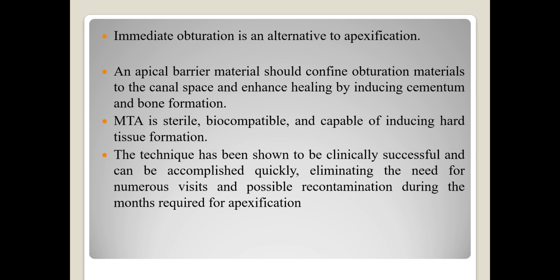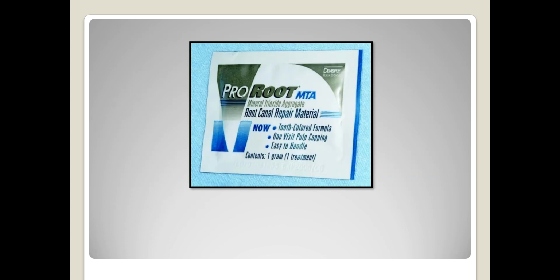An apical barrier material should confine obturation materials to the canal space and enhance healing by inducing cementum and bone formation. MTA is sterile, biocompatible, and capable of inducing hard tissue formation. The technique has been shown to be clinically successful and can be accomplished quickly, eliminating the need for numerous visits and possible recontamination during the months required for apexification. This is ProRoot MTA, the root canal repair material.